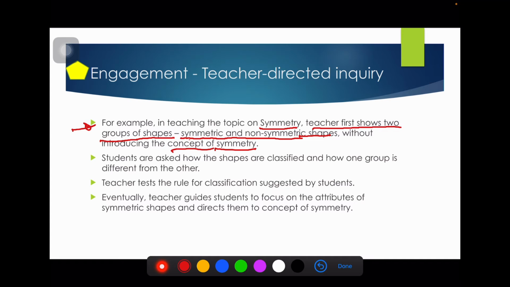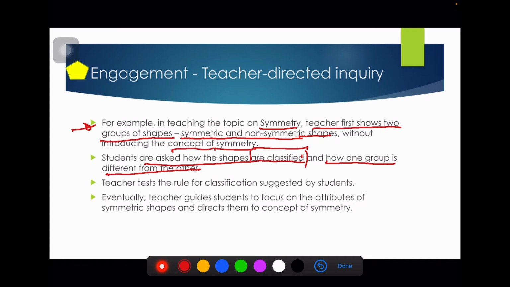So students are asked how the shapes are classified. For example, if you have symmetry and non-symmetry shapes, how will you classify these shapes? Once you take a look at them, you put them into those that look awkward and those that look regular. And how one group is different from the other. So you have to justify why you put this awkward looking shape in the awkward looking box.